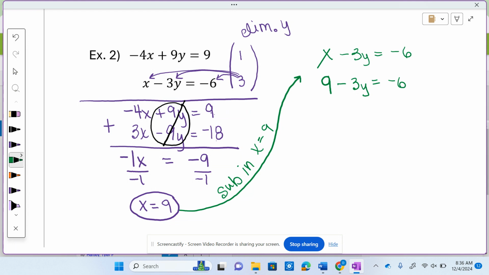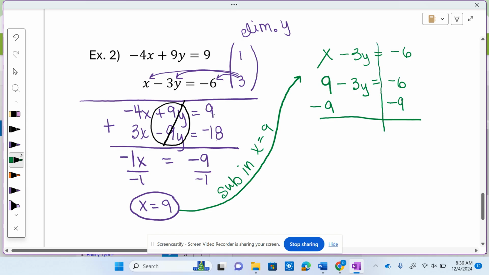Lysandra, what would you do to solve this? What would you do next? We subbed in 9 for the x, right? We've already done that. So now I'm just trying to solve for y. What would I do? Subtract 9 from both sides, right? Remember with equations, whatever you do on one side, you have to do on the other. So I have negative 3y equals, let's see, negative 6 and negative 9 give me a negative 15.